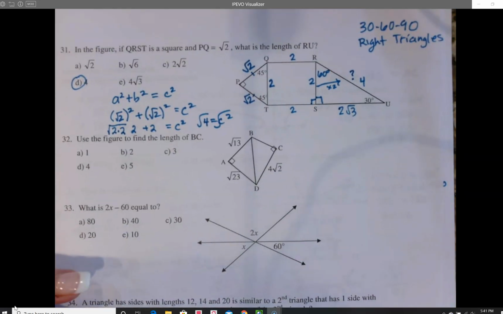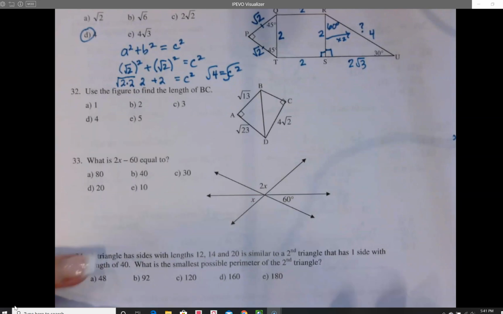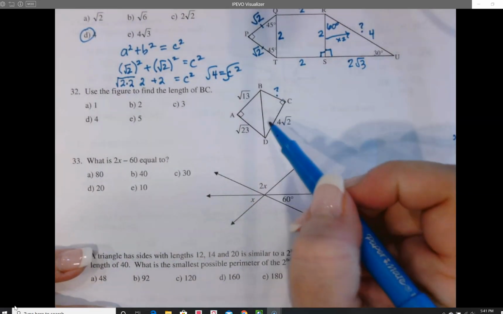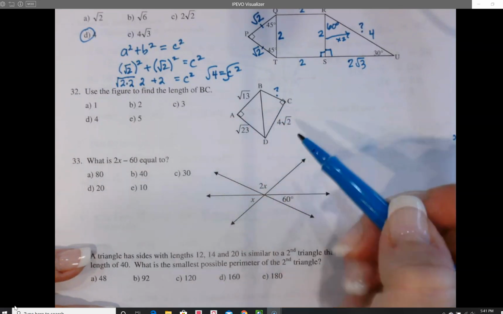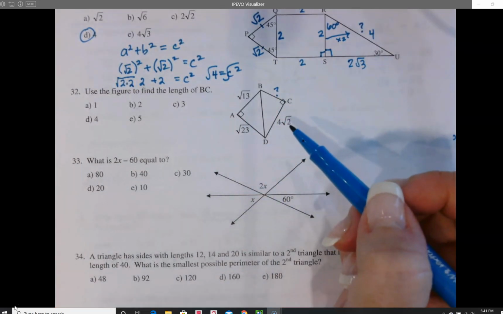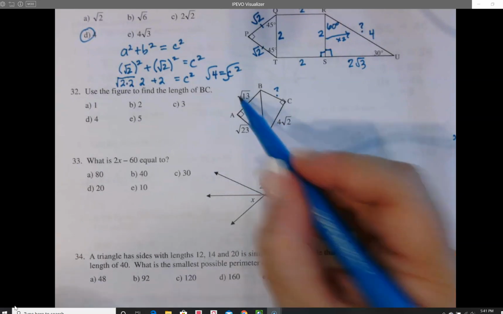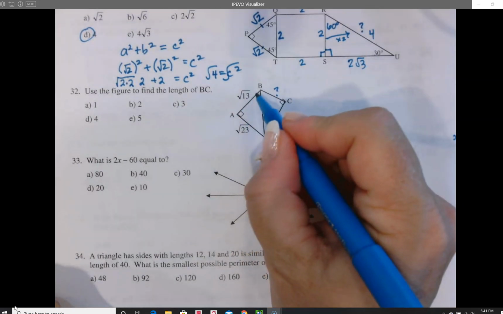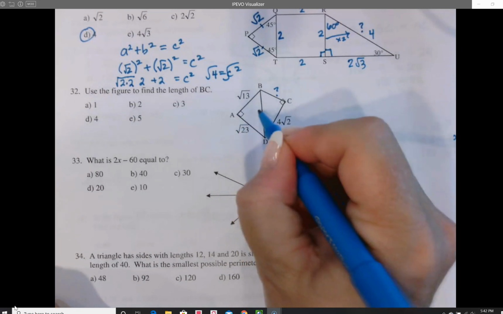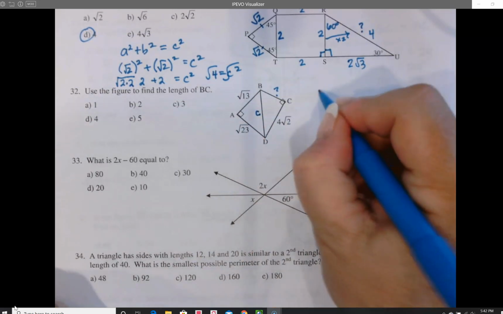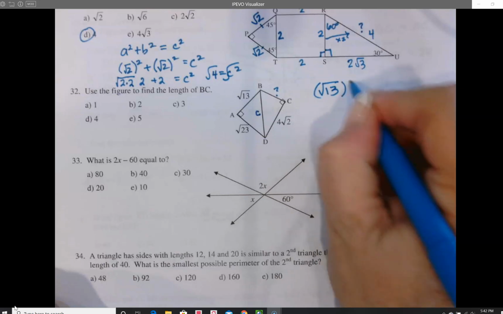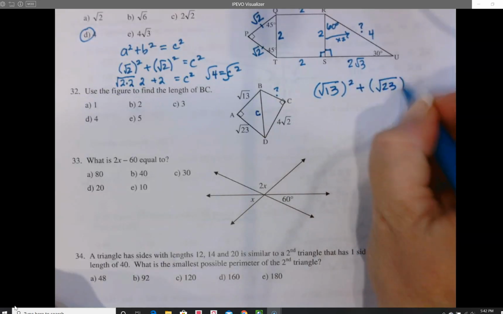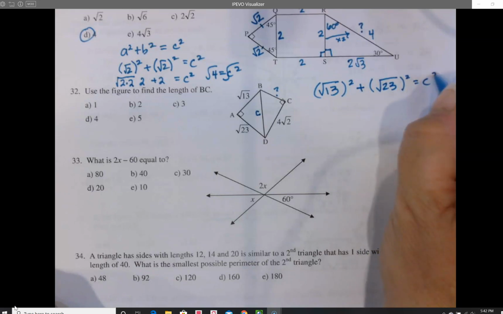In number 32, we're looking for BC right here. So what you've got is a right triangle over here and a right triangle over here. So pretty much, if you know the Pythagorean theorem, you can do a lot of stuff with right triangles. So that's what I'm going to do here. I'm going to do a squared plus b squared equals c squared. So I'm going to go square root of 13 squared plus square root of 23 squared equals c squared.